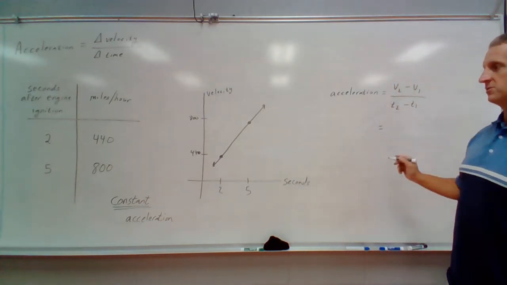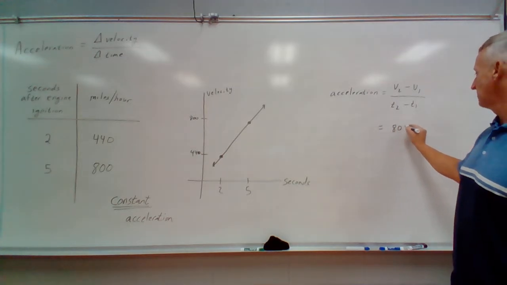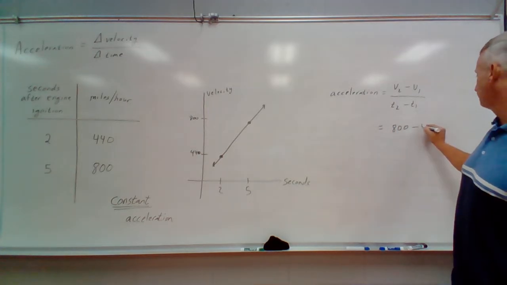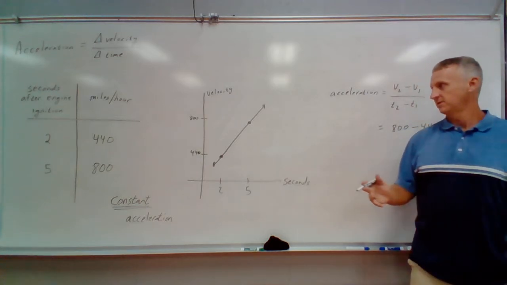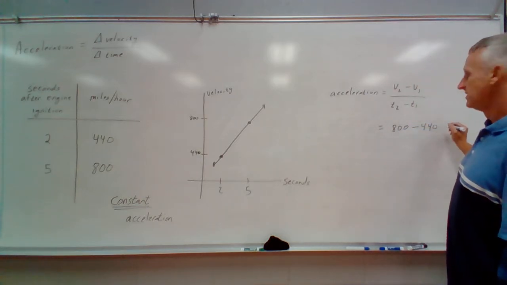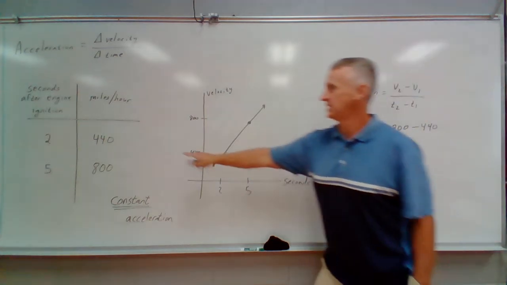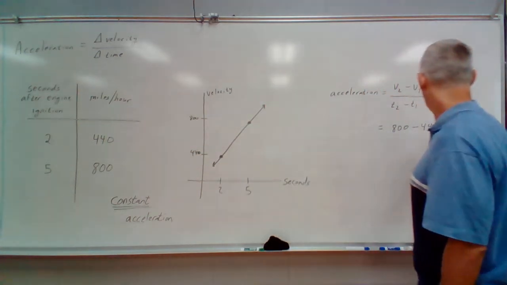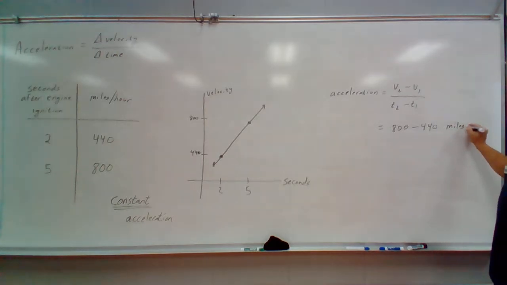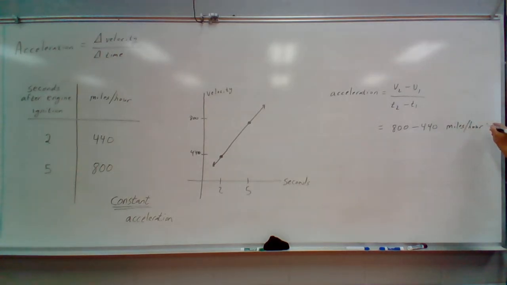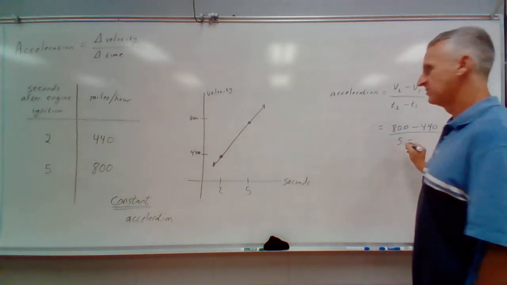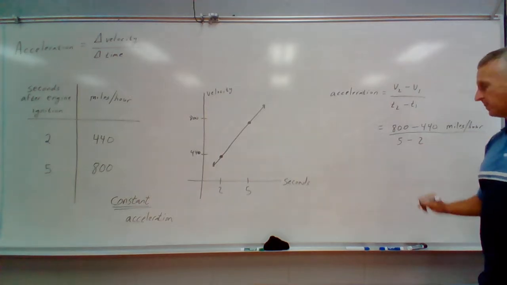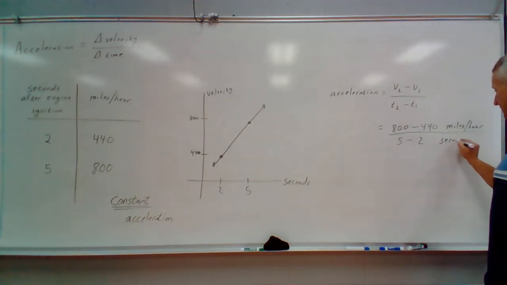Velocity number 2 was 800. Velocity number 1 was 440. Again, we got to keep the units in here. Very important to have our units. So the velocity is in miles per hour. Time number 2 was 5. Time number 1 was 2. And this is measured in seconds.